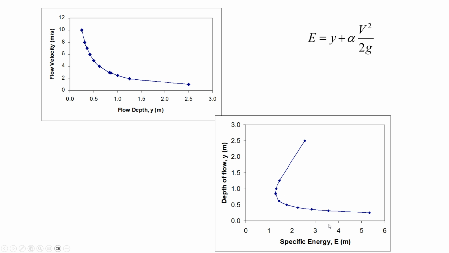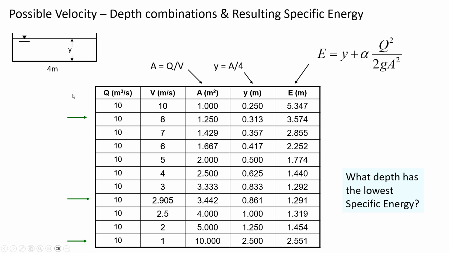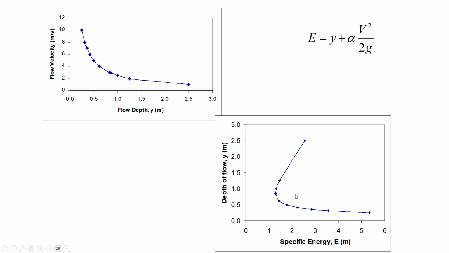So if you look, on the horizontal axis we've got specific energy, so that's E. On the vertical axis we've got the depth of flow. So this is the figure for that last table. It's this table, I've graphed it. And on the horizontal axis, I put E. On the vertical axis, I put this column of Y. So that is just this data graphed. And so in what we just calculated, the minimum specific energy corresponded to a depth of 0.86.